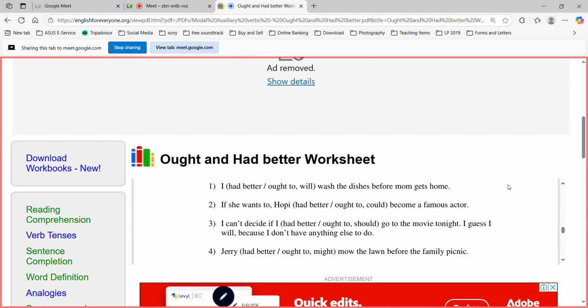Is that clear so far? Clear, right? Before mom gets home, this is the indicator for number one. So number two: if she wants to, Hopi had better, ought to, could become a famous actor. So what is the answer for number two? Ought to. Good. So the answer is ought to.